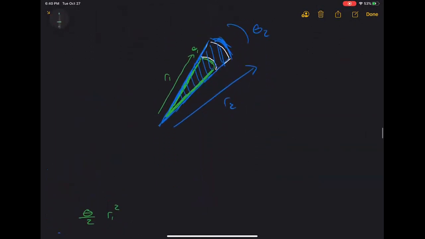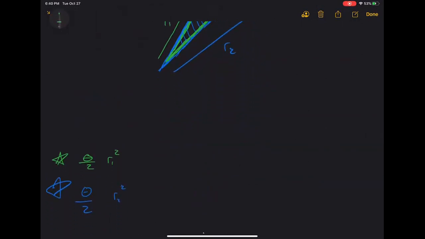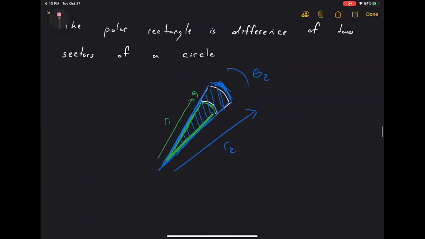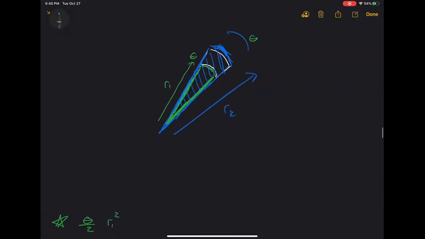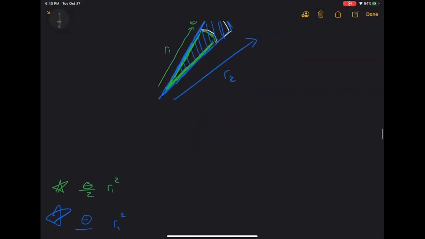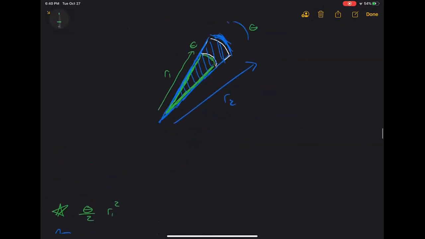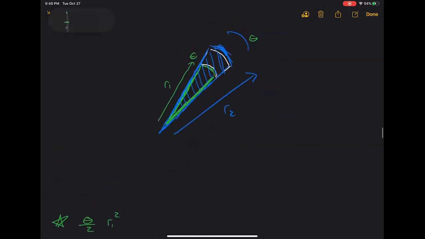So, and then that area is given by this. Theta, let's see, they're the same, the angle is the same for both, right? Okay, so we don't really need to worry about the angle. Instead of calling it theta 2 and theta 1, we can just call it theta. So the area of that sector is just theta over 2 times R1 squared. And then what is the area of just the white region?